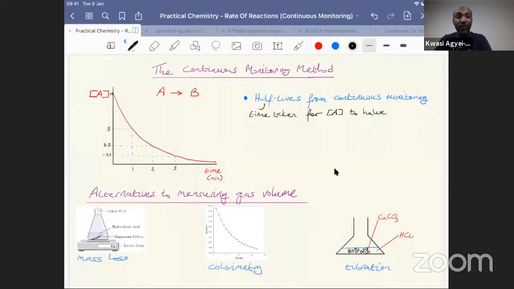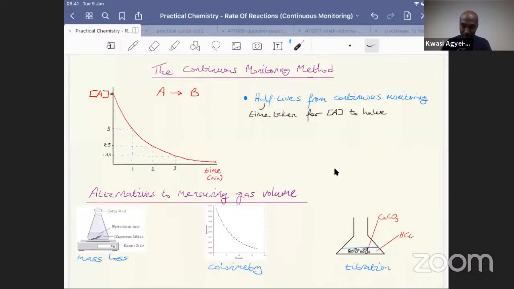Okay, so the time taken for the concentration of A to halve. Now, if we look at this particular sketch here, we've got our concentration on the vertical axis, time on the x-axis, and the initial concentration is set at 10, arbitrarily, conveniently chosen. So we start off with 10 moles per decimeter cubed of A. Half of that concentration is, of course, 5, 10 over 2, so 5 moles per decimeter cubed. We're looking for the time taken for the concentration of A to go from 10 to 5.